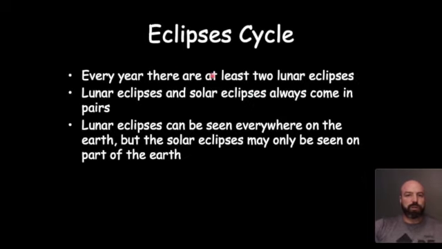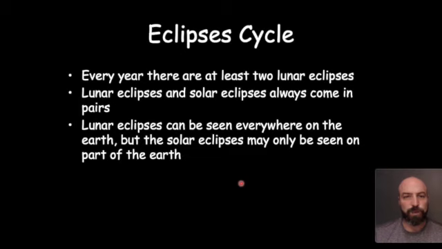Now, a little bit about the eclipse cycle. Every year we have at least 2 lunar eclipses. And lunar eclipses and solar eclipses always come in pairs. Lunar eclipses can be seen everywhere because as long as it's nighttime, you're going to see the moon getting covered by the shadow of the Earth. It doesn't matter where you are on the surface of the Earth, it's going to cover the moon.